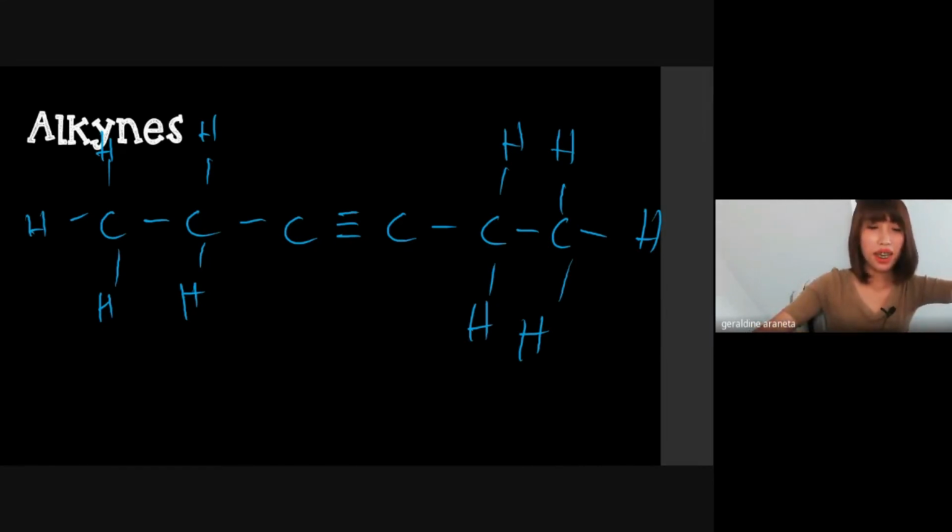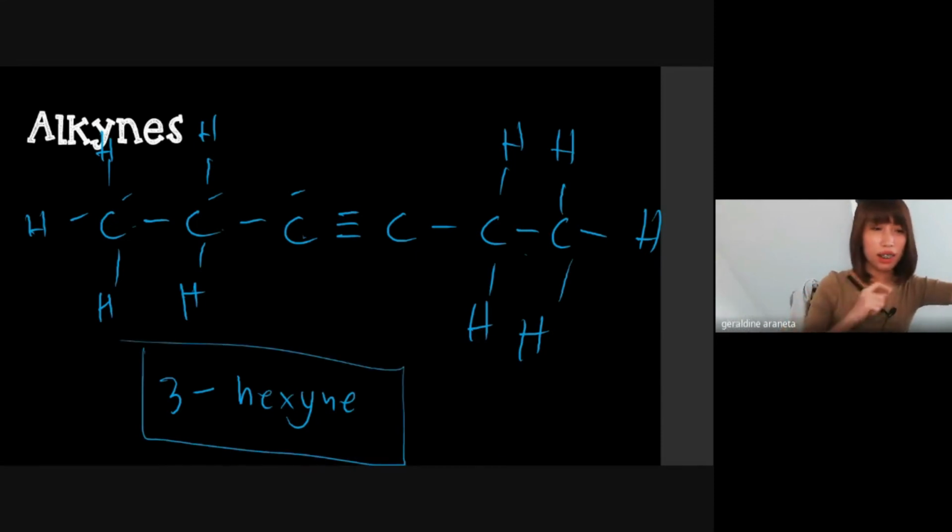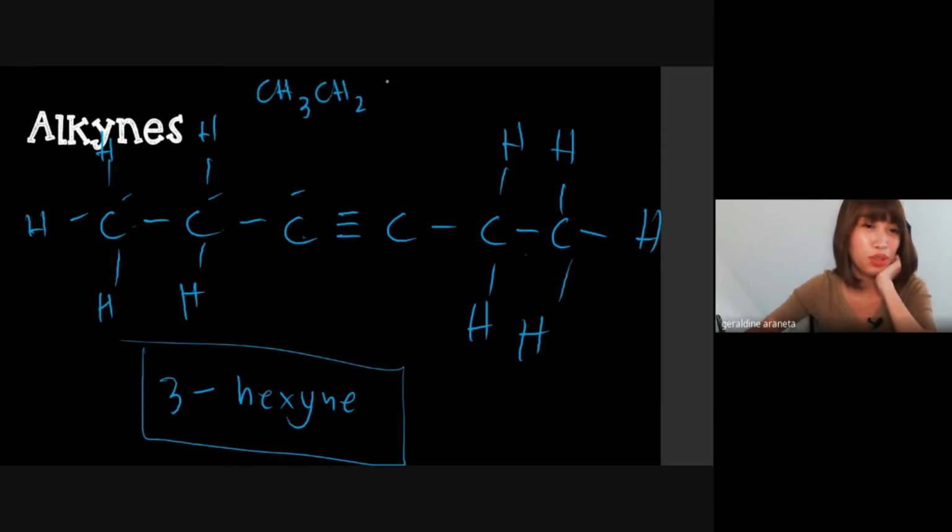Okay, we have 3-hexyne. So 3, 1, 2, 3. Then 1, 2, 3, 4, 5, 6. That is hex. Okay? What is our condensed structural formula for 3-hexyne? Where should I write this? CH3, CH2, triple bond. Oh, that's right. Sorry. CH3, CH2, C, triple bond, C, CH2, CH3. Okay, this is 3-hexyne.